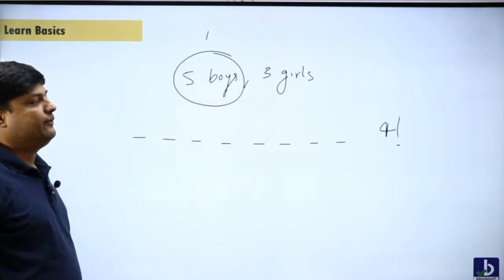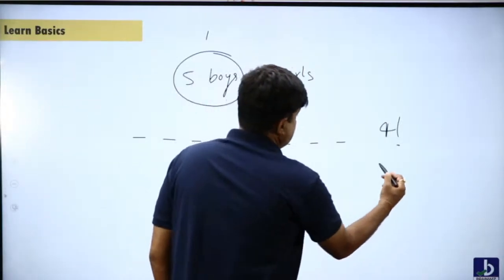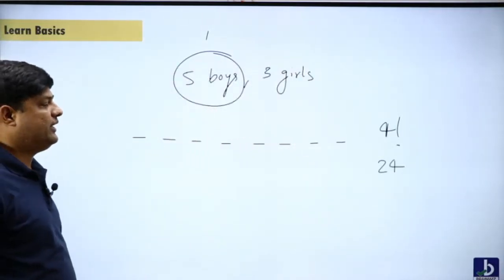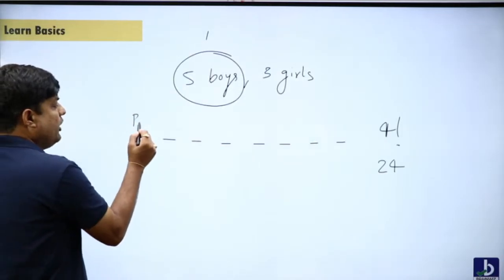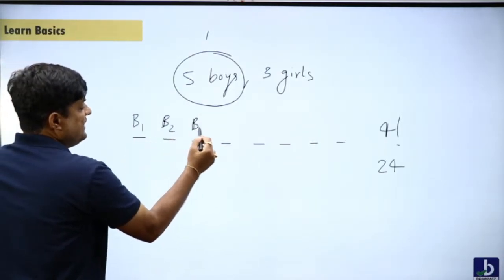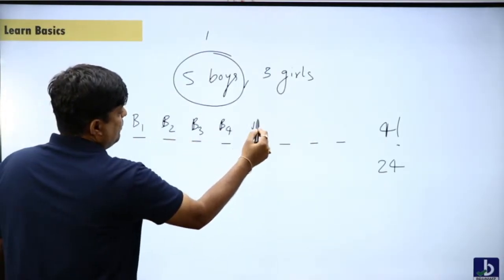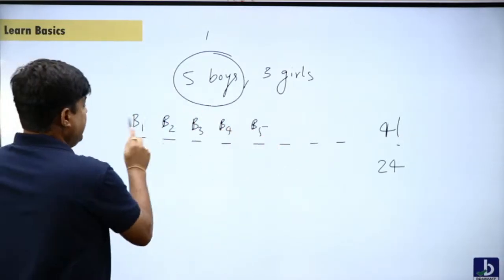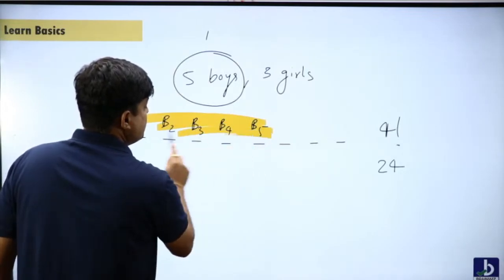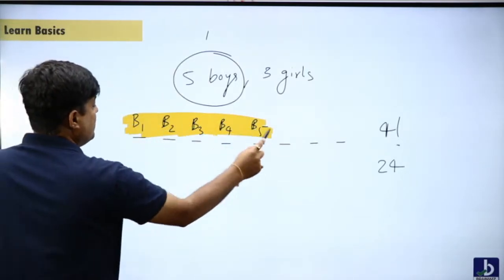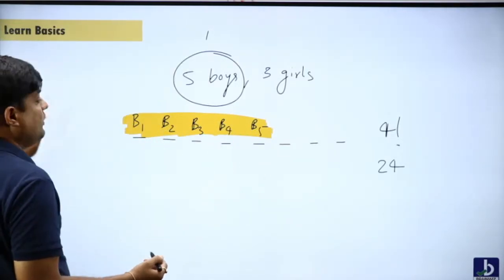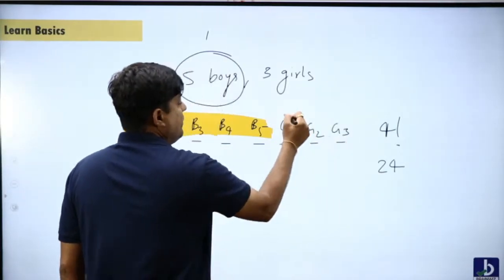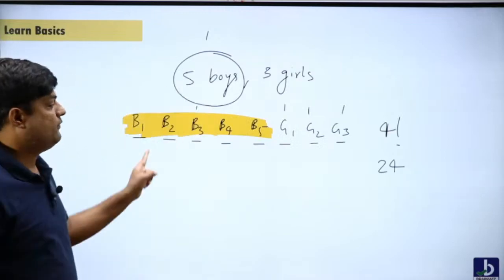Now, 4 factorial means how much? 24. Now, for example, here are boy 1, boy 2, boy 3, boy 4, boy 5. These are the 5 boys, and all 5 boys are staying together, followed by G1, G2, G3. So how many units are there? Yes, 4 units.